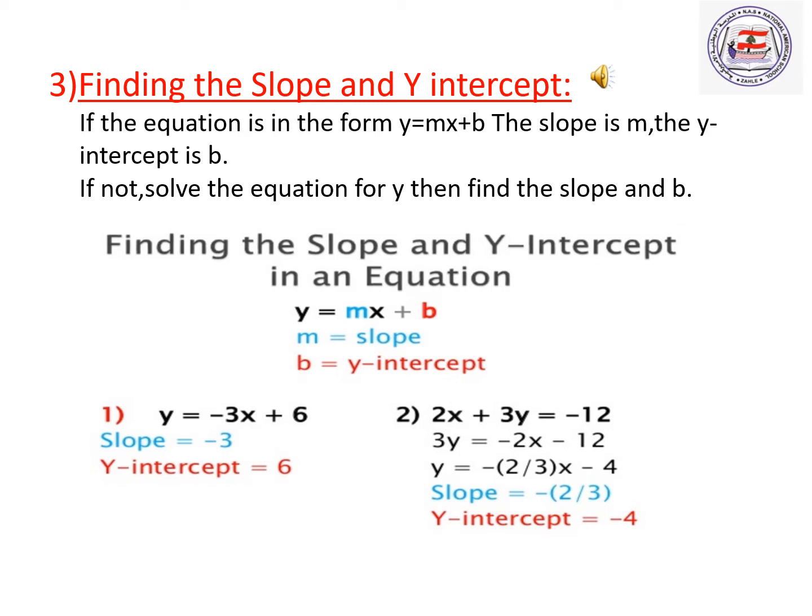Example 2. 2x plus 3y equal -12. This equation is not written in the form of y equal mx plus b, so we solve the equation for y. 3y equal -2x minus 12, y equal -2 over 3x minus 4. The slope is -2 over 3 and the y-intercept is -4.